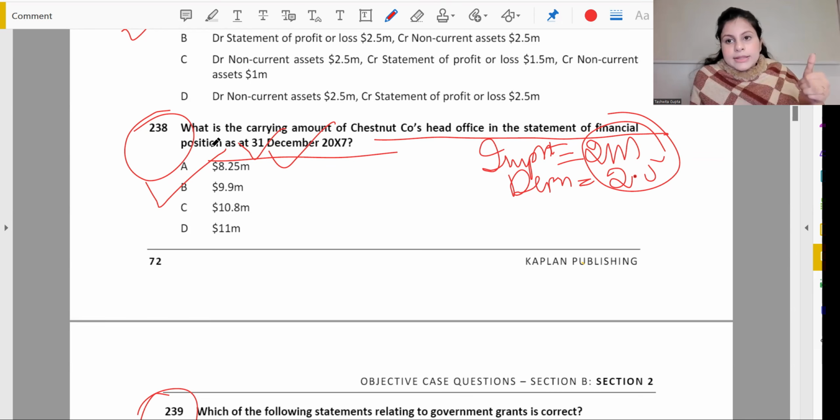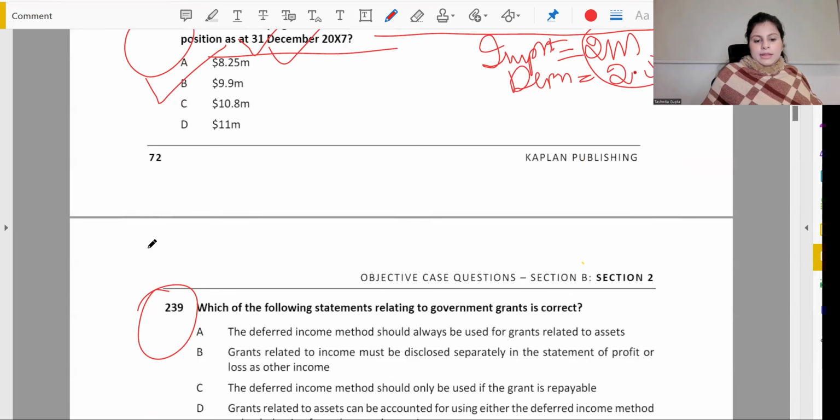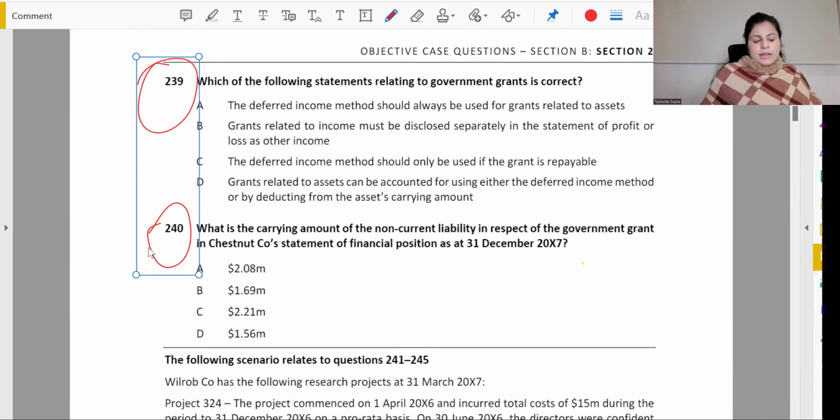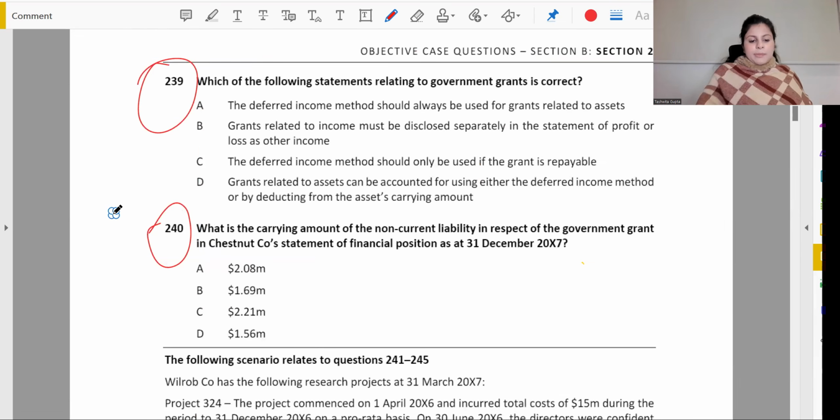Are we all clear on this? 9,900. So this was a very important concept of reversal of impairment. Let us move on. Which of the following statements with regards to grants are correct?